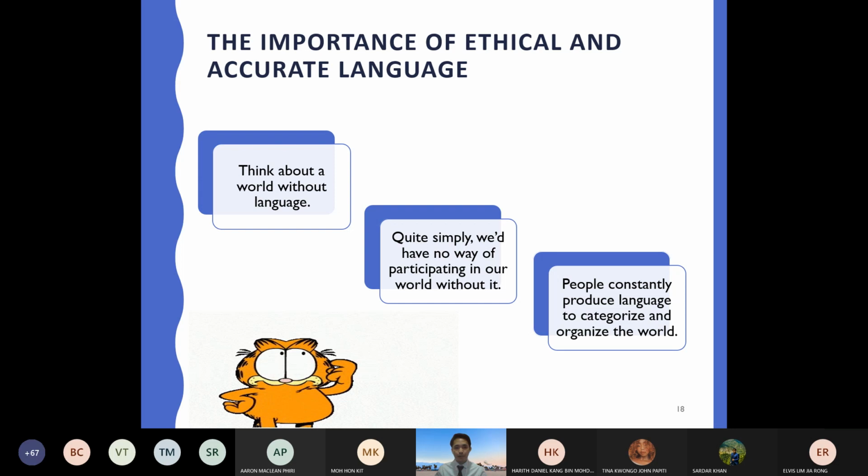Okay, so basically here, I want you to think about a world without language. Obviously, it's going to be very difficult. When we are trying to participate in anything, it's going to be a struggle for most of us, because we are so used to depending on language. So basically, people constantly produce language to categorize and organize the world. But some of these words might not be very suitable to be used here.